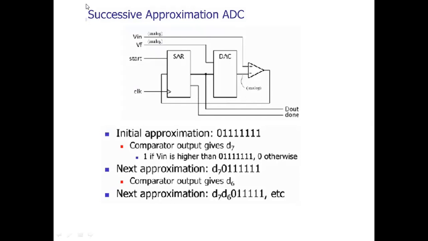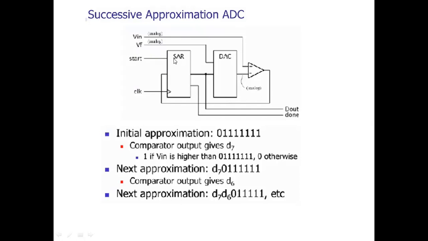As you can see here, only 1 comparator and 1 DAC are used, along with a register called the successive approximation register. SAR stands for successive approximation register. Even though this is an ADC, we still need to use a DAC inside it. You can also find two voltages: Vin, which is the analog input voltage, and VF, which is the reference voltage.